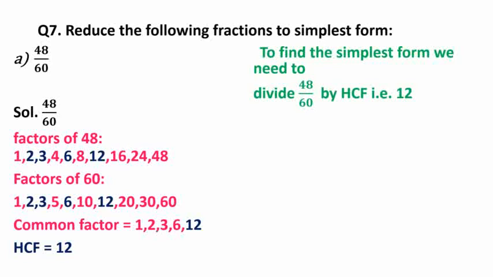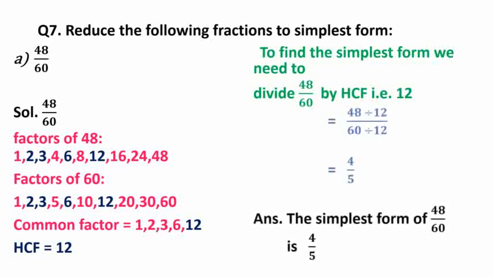Now to find the simplest form, we need to divide 48 by 60 by HCF, that is 12. So we will divide 48 by 60 by 12. So we get 48 divided by 12, we get 4 here, and 60 divided by 12 we get 5. So the simplest form of 48 by 60 is 4 by 5. Okay, so this is our simplest form. This is one of the ways we can find.